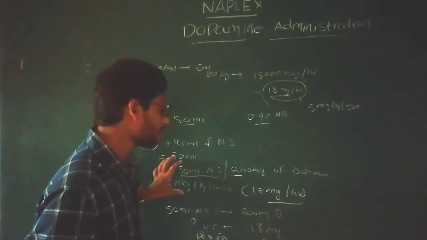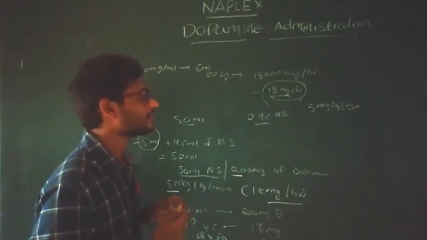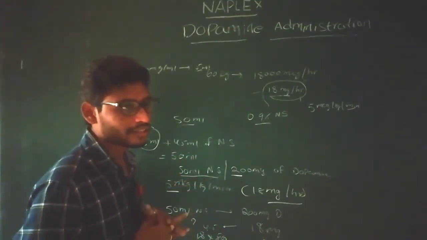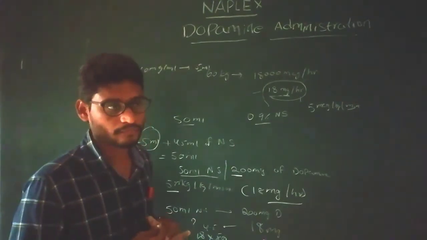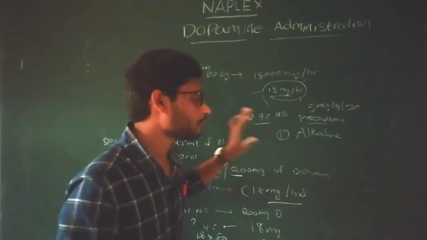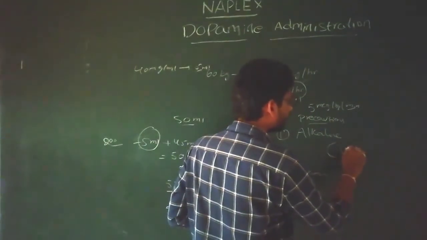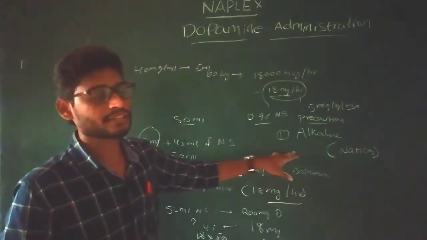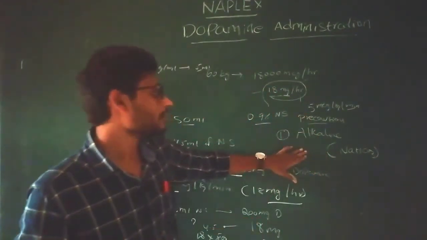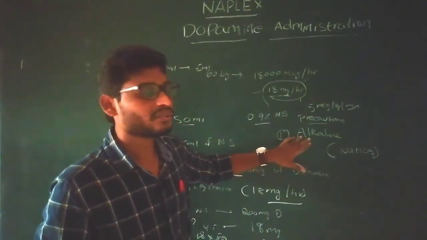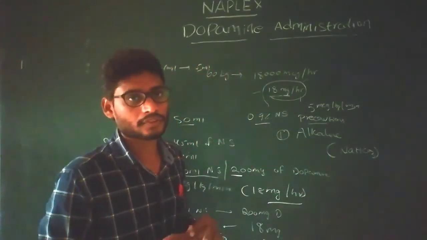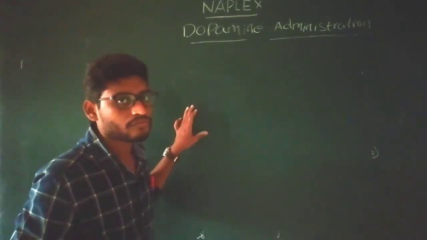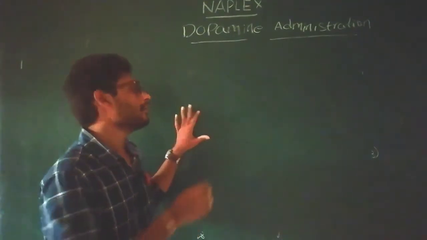Okay, so this is the way of diluting the dopamine that is available in the market, by using either normal saline, ringer lactate or 5% dextrose. Do not dilute the dopamine with alkaline fluids. For example, do not dilute with sodium bicarbonate. It has an alkaline nature, and you do not prefer this solution to dilute the dopamine concentrate. It is not effective.